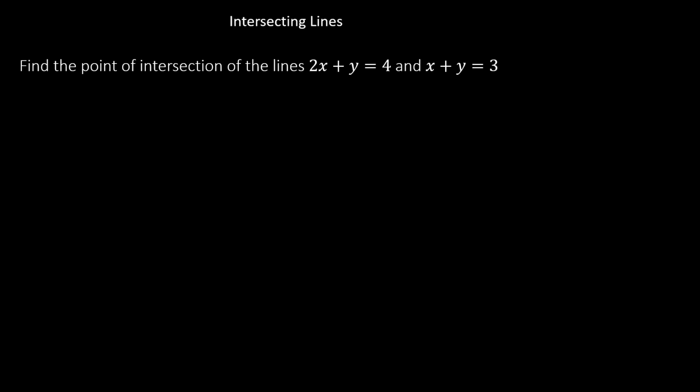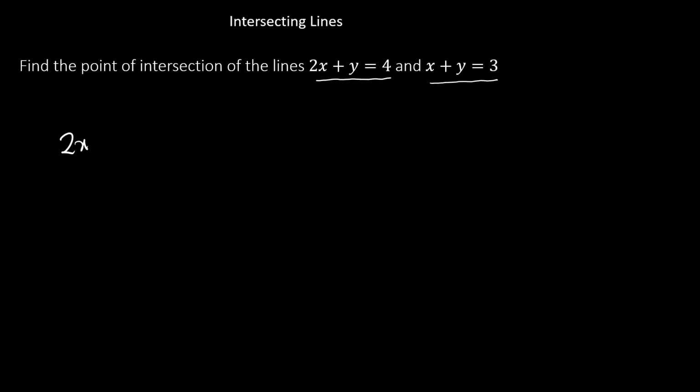To round off this tutorial, we'll look at one more section, which is intersecting lines. If we are to find the point of intersection of two lines that intersect, what we do is to solve simultaneously the two equations of the lines. Here we have a question which says find the point of intersection of the lines 2x plus y equals 4 and x plus y equals 3. What we have to do here is to solve the two equations simultaneously.